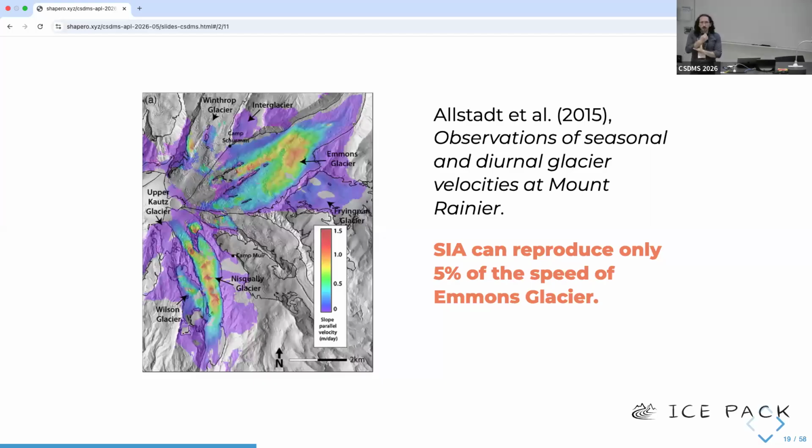How good do they actually work? This is a paper from 10 odd years ago. Katie and I overlapped during our PhDs, and they hauled a terrestrial radar interferometer up to Mount Rainier, and they found that it was flowing at about 200 meters a year at Emmons Glacier, the one that I showed in that earlier slide. And the shallow ice approximation predicts a velocity of 10 meters a year. So that's not awesome.